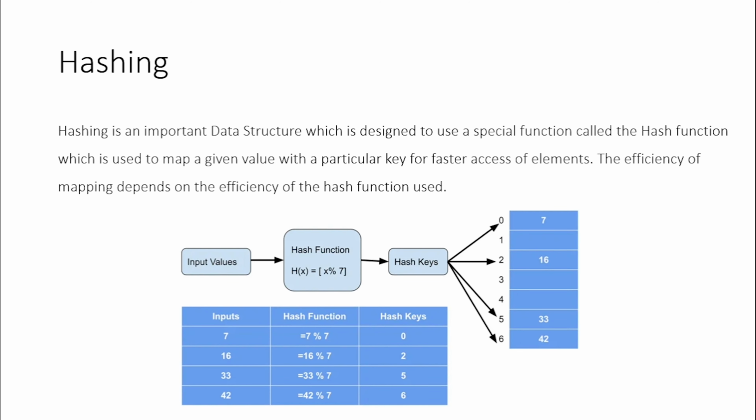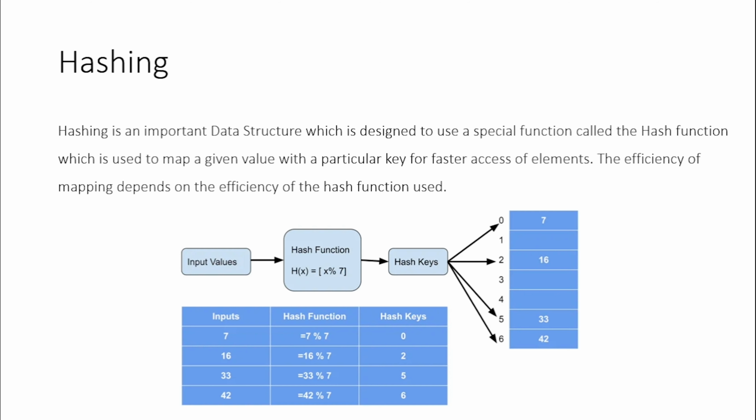Next we have hashing. Hashing is an important data structure which is designed to use a special function called the hash function, which is used to map a given value with a particular key for faster access of elements. The efficiency of mapping depends on the efficiency of the hash function used.